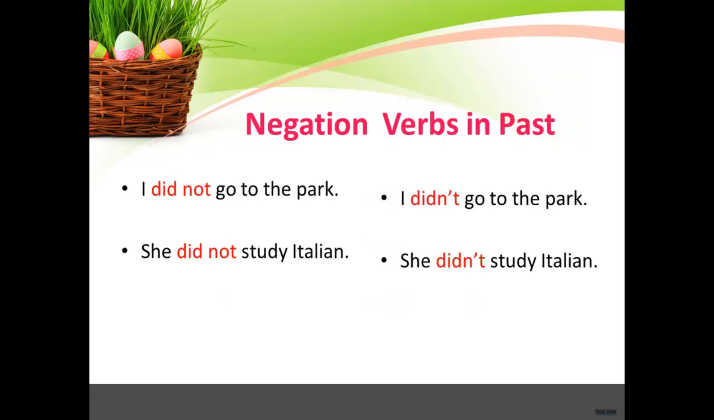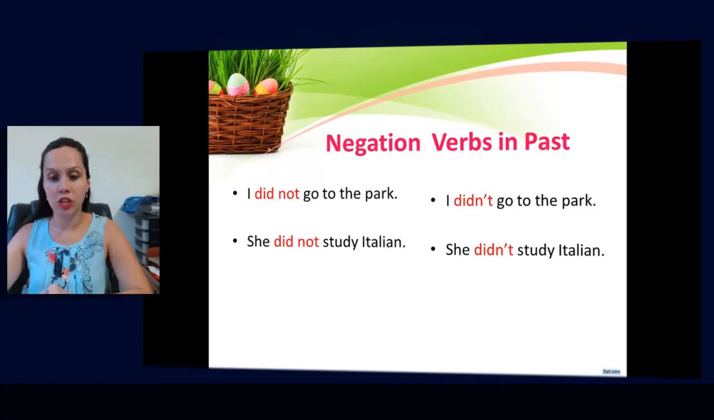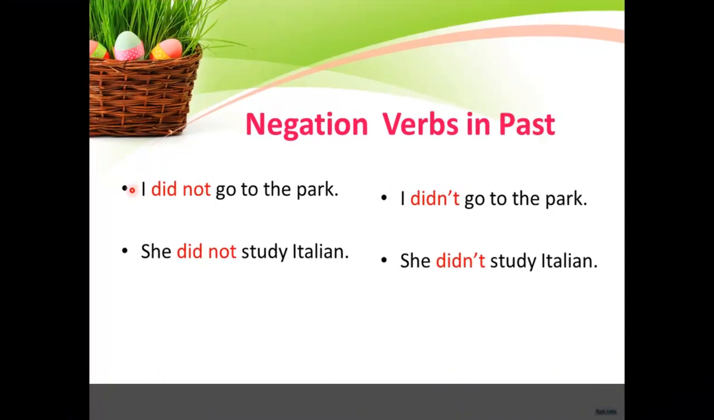Now let's see negation in past. Ahora, si se acuerdan, cada vez les he dicho que cuando se hace una negación en inglés, siempre vamos a utilizar la palabra not. Esto nos va a indicar que es una negación. De igual manera, vamos a agregar al auxiliar not para indicar que eso no sucedió en el pasado. Example, I did not go to the park. She did not study Italian.